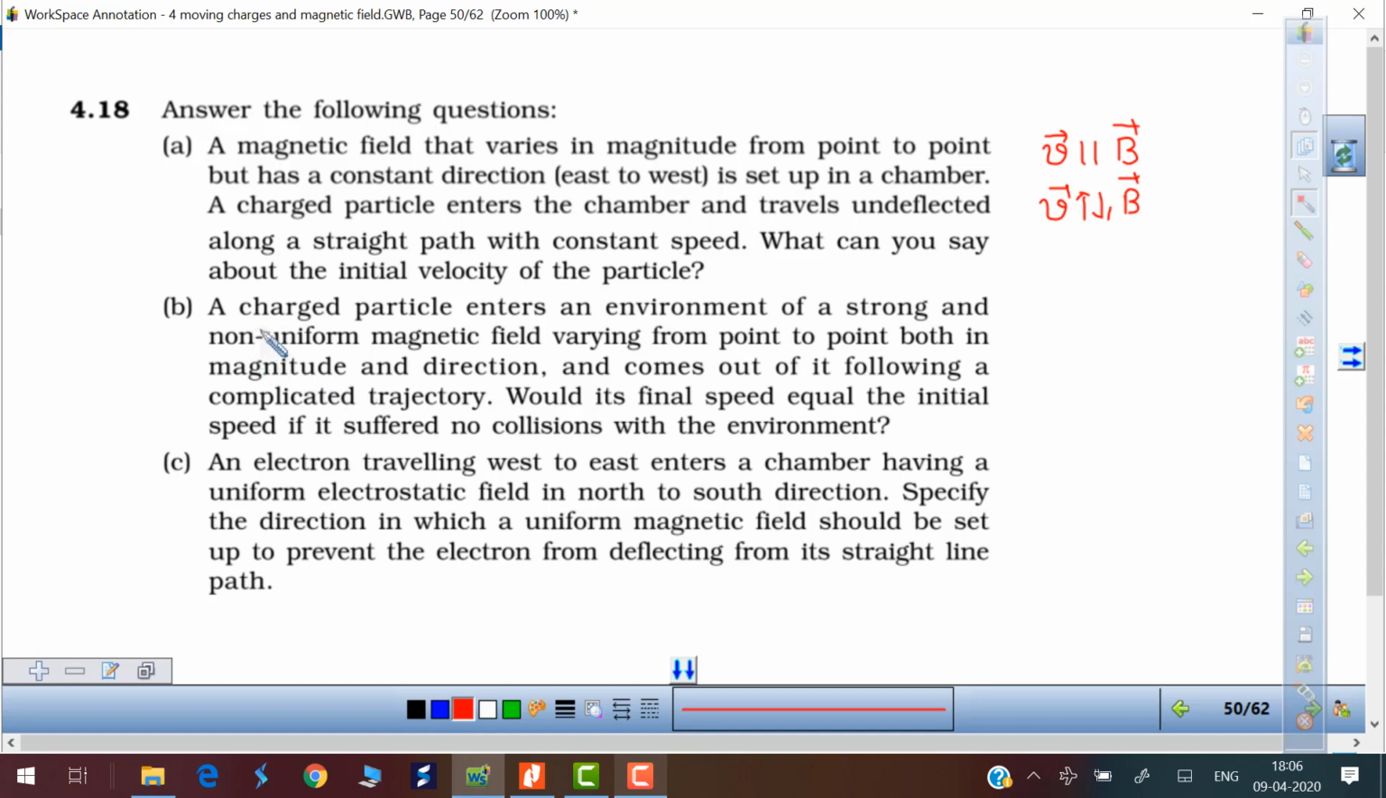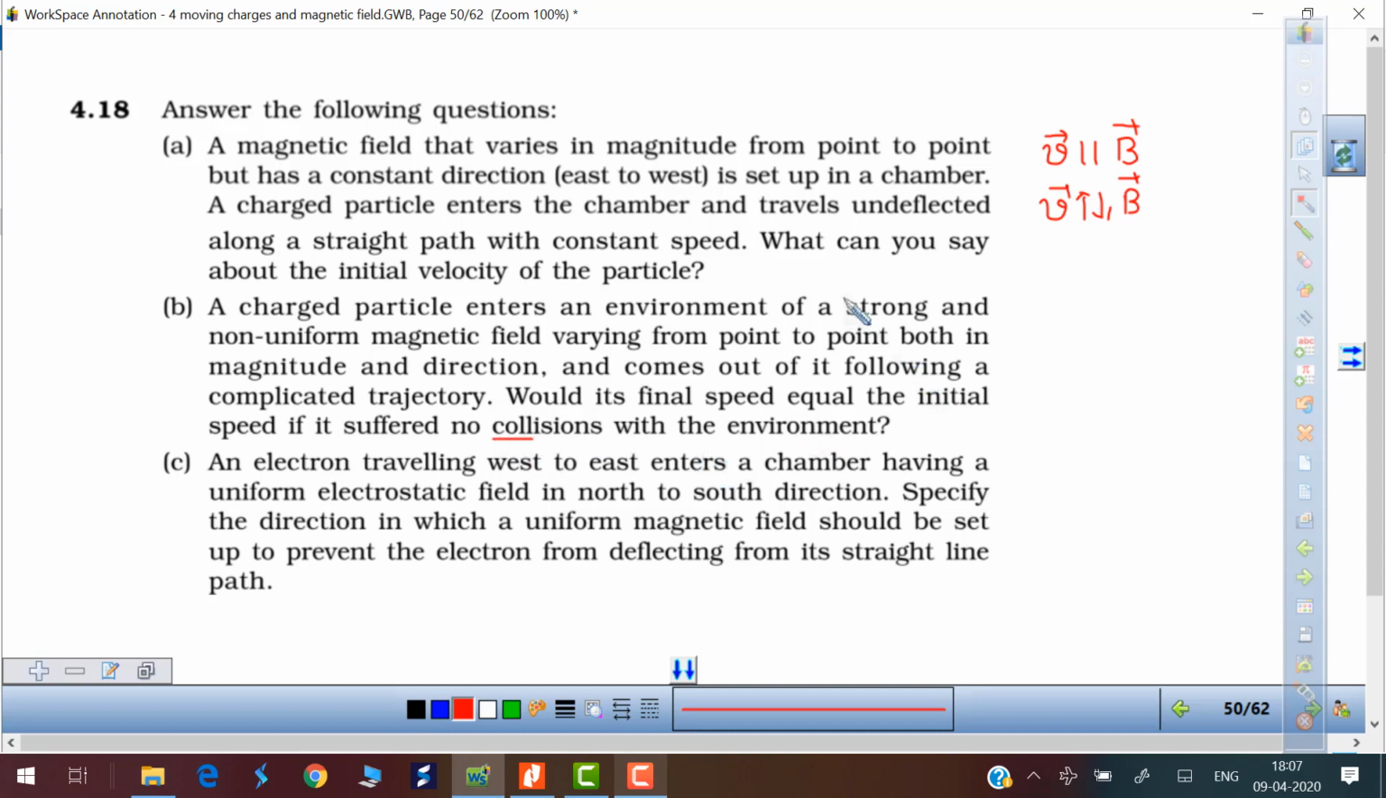B. A charged particle enters an environment of a strong and non-uniform magnetic field. Here it is a non-uniform magnetic field, and it varies from point to point both in direction and magnitude. And it comes out following a complicated trajectory. Of course, direction changes, magnitude changes, so its trajectory becomes complicated. If uniform, it would be circular. Would its final speed be equal to the initial speed if it suffered no collision with the environment? This is also very important.